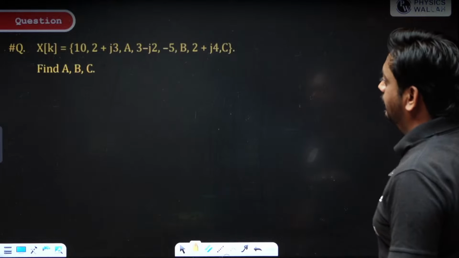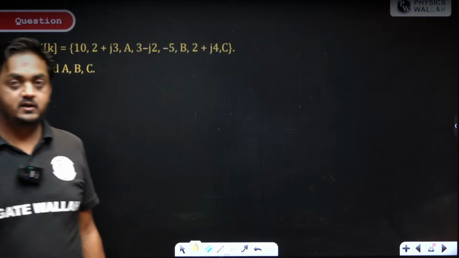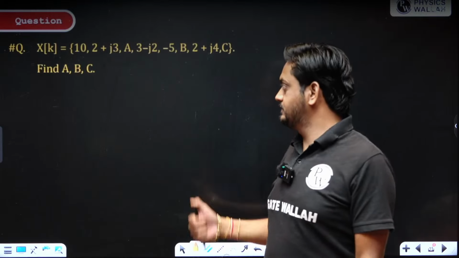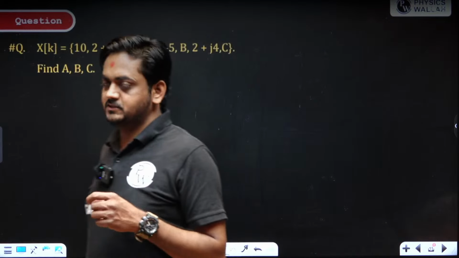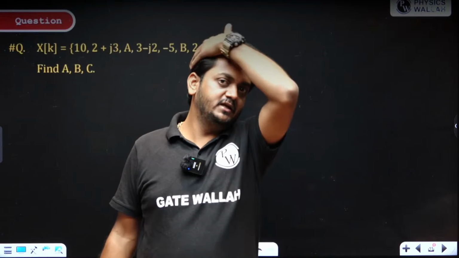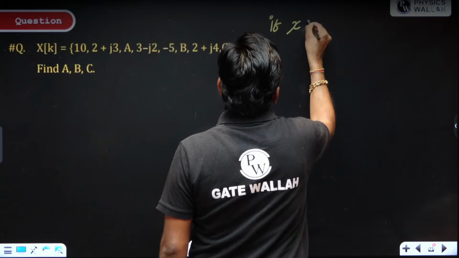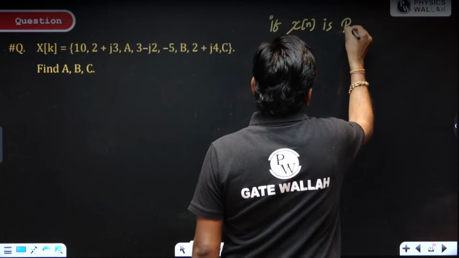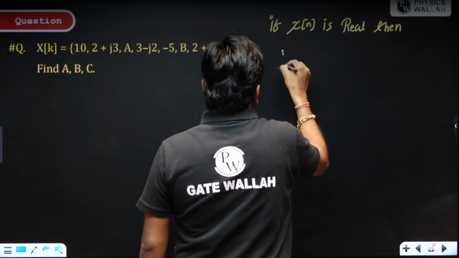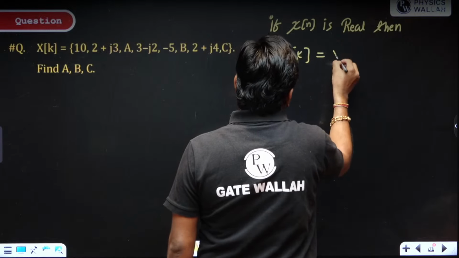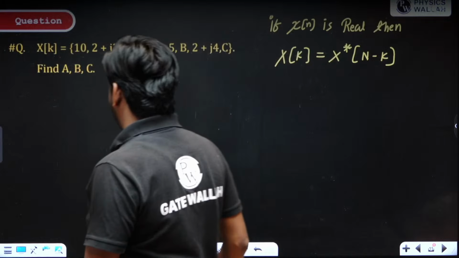Now here, question from the DFT, guys. Okay. Now the DFT of a real value discrete time signal x of n is given and they are asking the value of A, B, C. See, here they have mentioned that x of n is a real value signal. If it is a real value signal, then we can use the property. See, here I am writing, if x of n is real, then we can use this property: x of k is equal to x conjugate of N minus k, where capital N is the N point DFT.